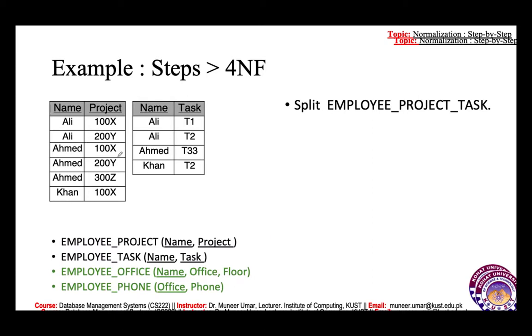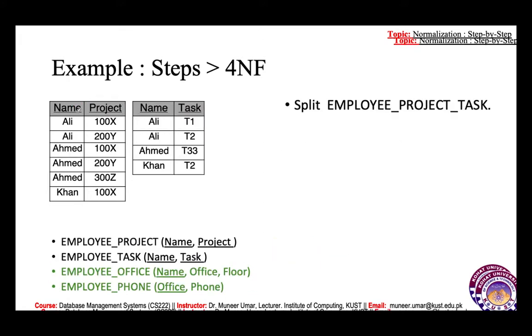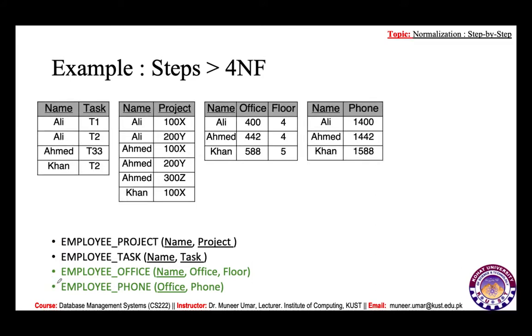We created two more tables from one table, and if you look into these two tables, here we separated this task with name and project with name. So here we have now two more tables, so we satisfied this multi-valued dependency condition for fourth normal form. So here we have now four tables instead of three. In the previous case we had three tables. Now these tables are in fourth normal form.